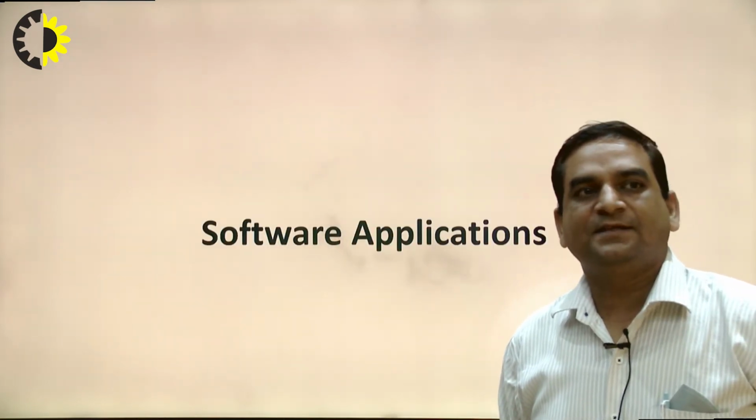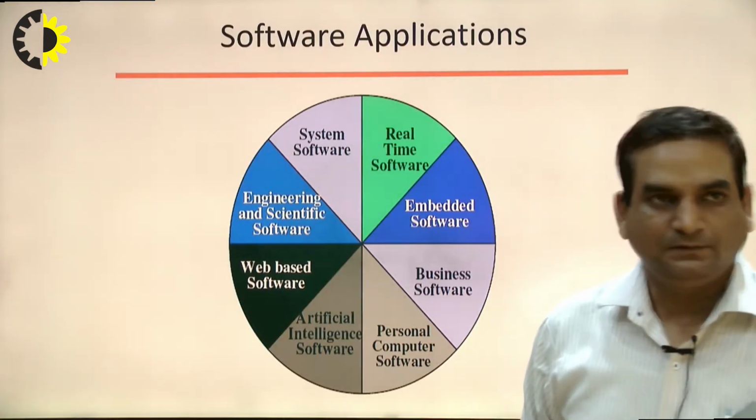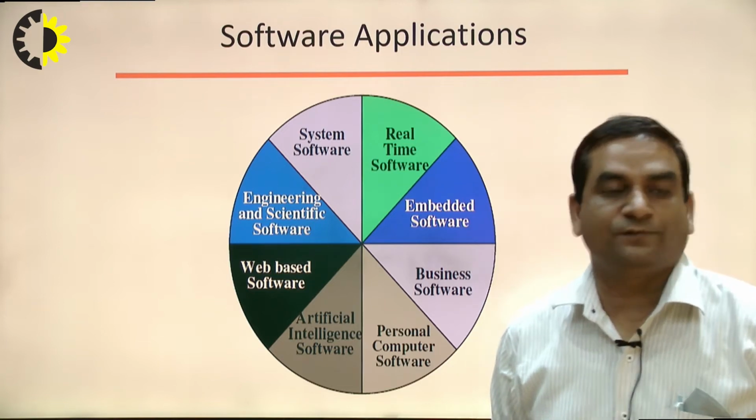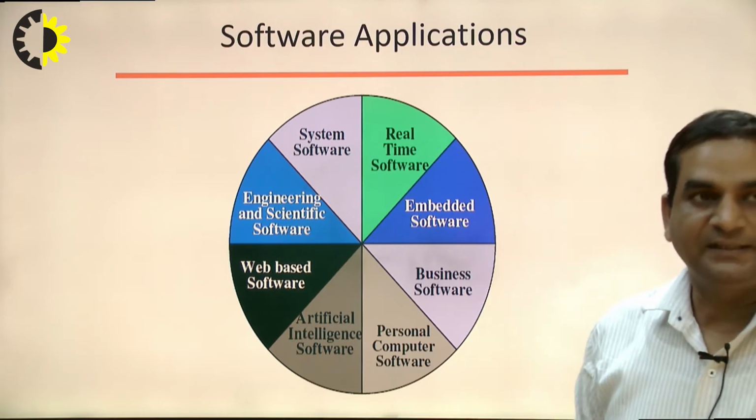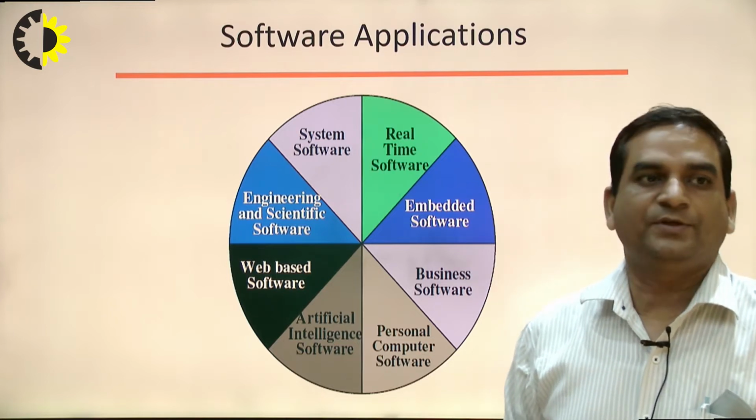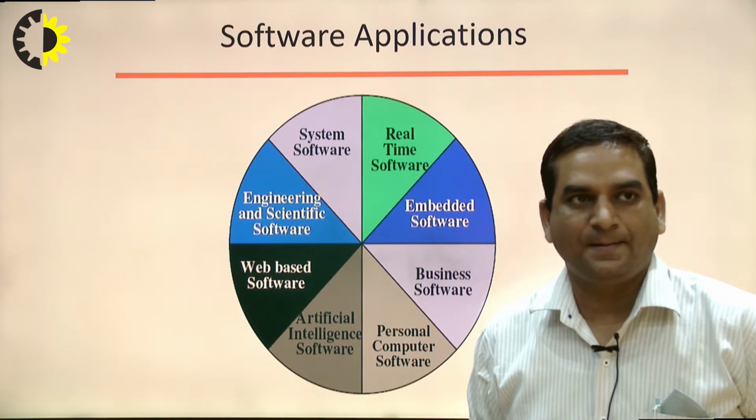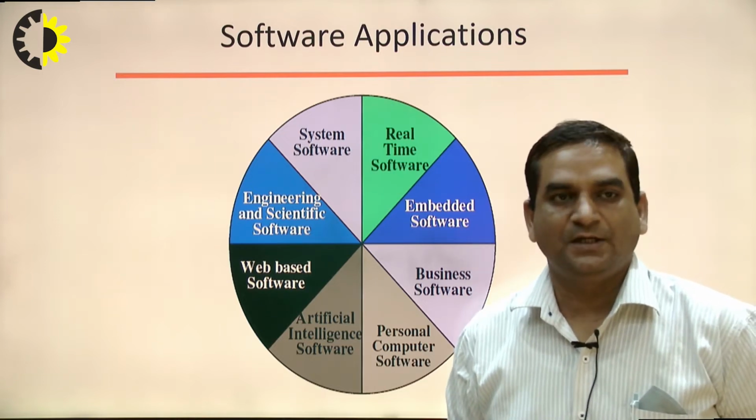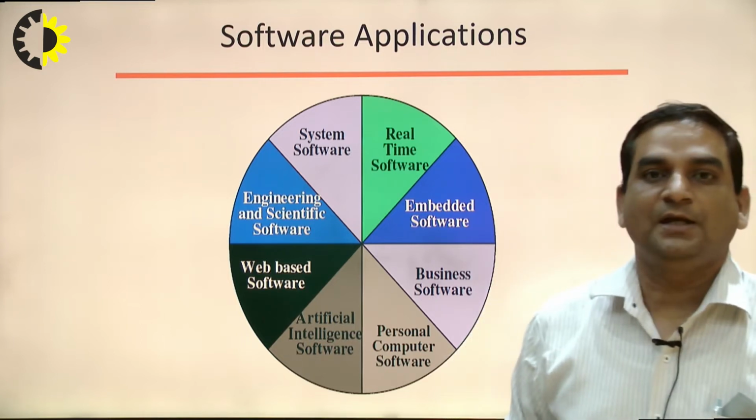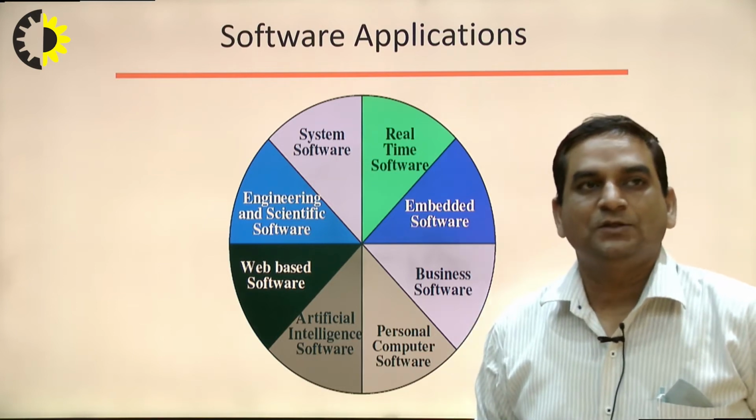Now we will discuss some software applications. We can categorize software applications into various fields: system software, real-time software, embedded software, business software, personal computer software, artificial intelligence software, web-based software, engineering and scientific software. These are the various application areas of software.